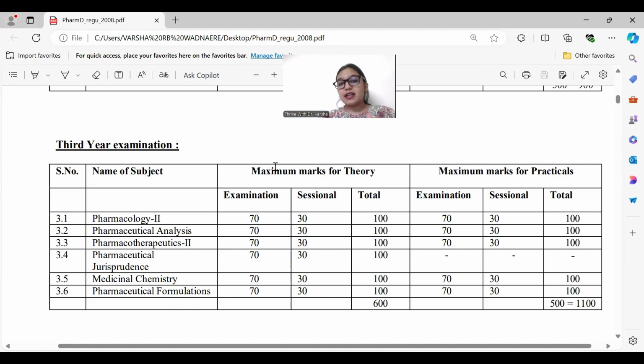And the university exam will be of 70 marks, and for practicals it's the same, but there is a subject called pharmaceutical jurisprudence, and for that you will not be having any practicals internally. Internal sessional exam as well as external annual exam, you will not be having any practicals.